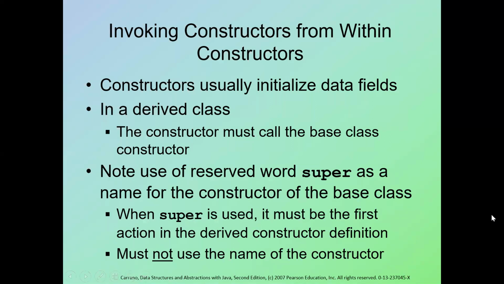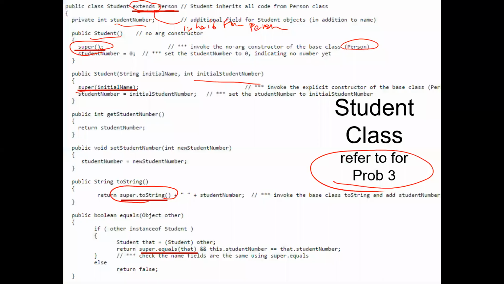Okay, so again, this is just summarizing some of the things we're doing. Invoking constructors within constructors: constructors initialize data fields. In a derived class, you have to call the base class constructor, and you have to use the word super to do that. And it has to be the first thing you do in the constructor definition. That's also important to know, right? You can't do it second. You have to do it on the first line of your constructor for the subclass. And you can't say person here, right? So you have to say super. Even though you're inheriting from person, you can't say person here, even though that's what super really means.